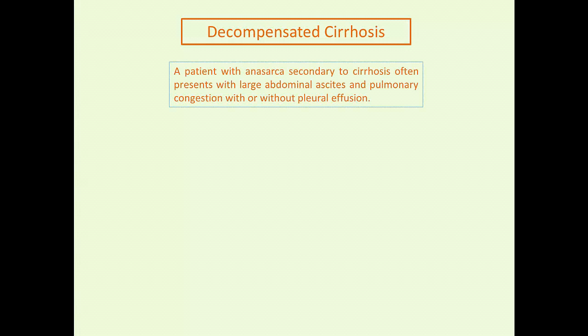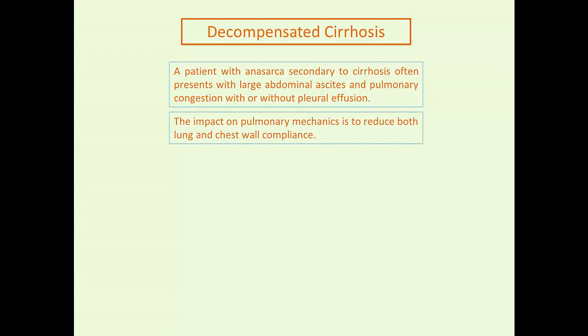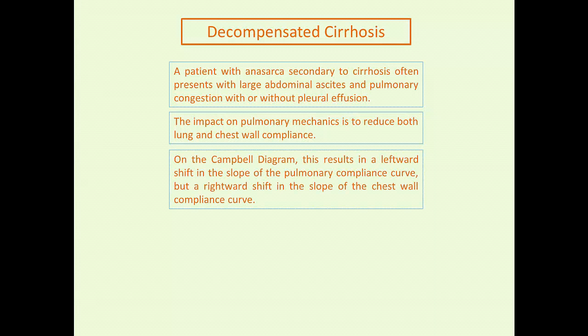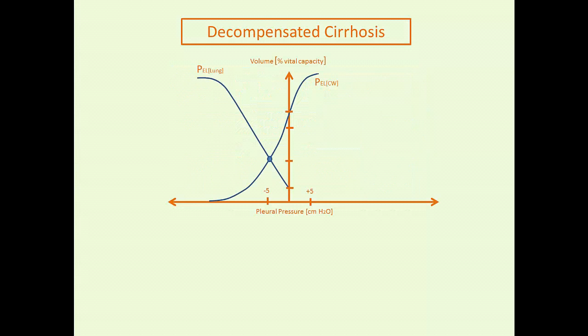So the patient with anasarca secondary to cirrhosis often, like I mentioned, presents with large abdominal ascites, pulmonary congestion with or without pleural effusions. The impact on pulmonary mechanics is to reduce both the lung and chest wall compliance. And on the Campbell diagram, as we've seen, both a summation of pulmonary and extrapulmonary ARDS as we discussed in the previous section, this leads to a leftward shift in the slope of the pulmonary compliance curve and a rightward shift in the slope of the chest wall compliance curve.